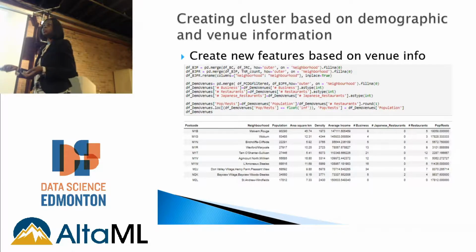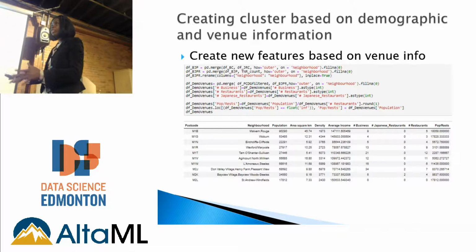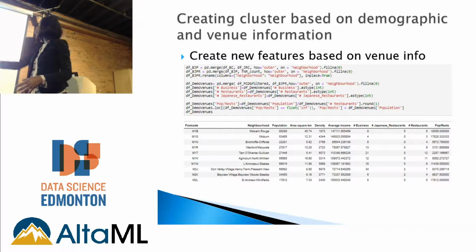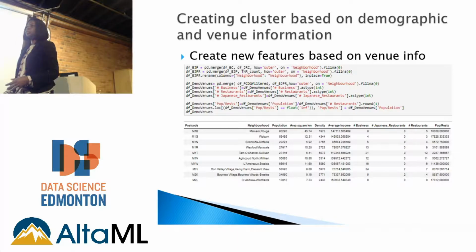For those cases, if you divide any number by 0, you get infinity. But the maximum we can have is the whole population. So if you don't have any restaurant, the population per restaurant will be equal to the actual population.